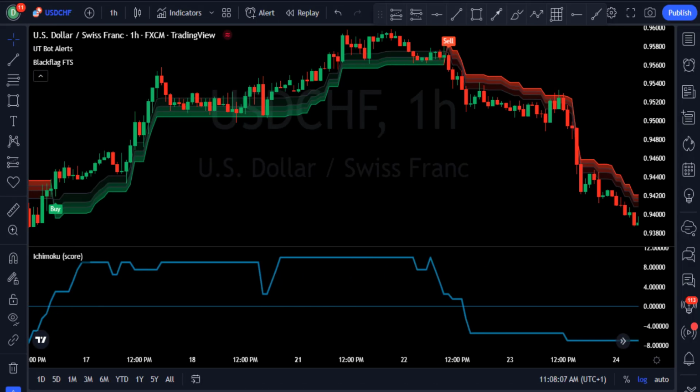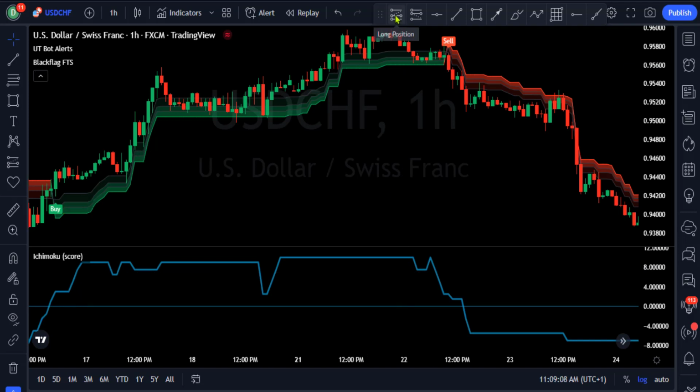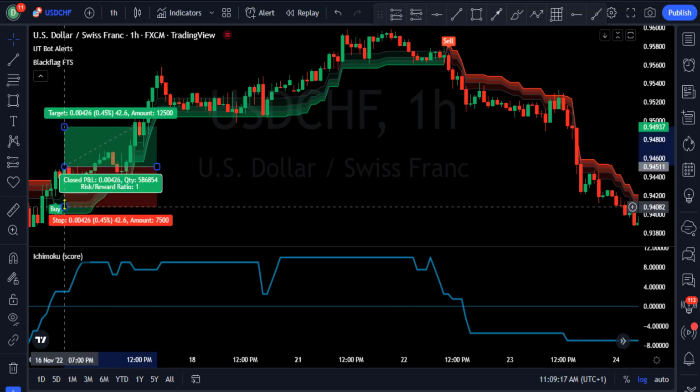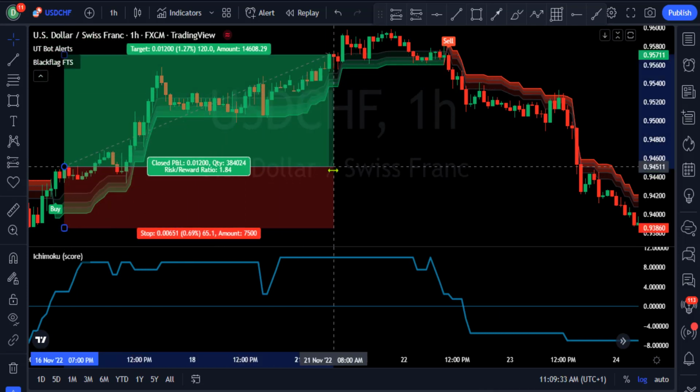Here is an example of a trade setup, and we are trading on the dollar-Swiss franc currency pair, and on the 1-hour time frame. You can see that when the price got to this point, you got a buy signal from the UT Bot Indicator, and the Black Flag Indicator changed to green. Notice that the Ichimoku signal line crossed above the center line, to the positive side. And you could have placed a long trade like this, and set your stop loss at this low here, and set a profit target of 1.8 risk to reward ratio.